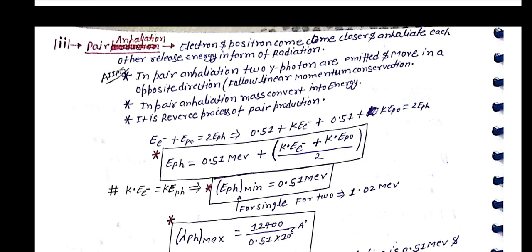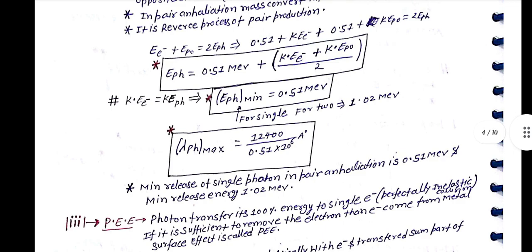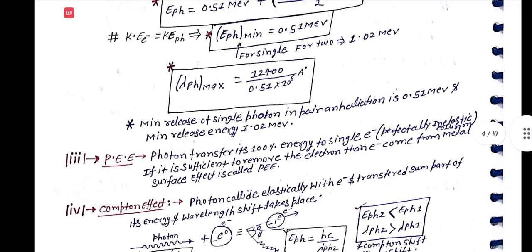Next is pair annihilation, that is electron and positron come closer, annihilate each other and release energy in the form of radiation. So the electron and positron come together, means they come closer, and it releases energy in the form of radiation. For that they have given the formula here also, more number of formulas they have given.